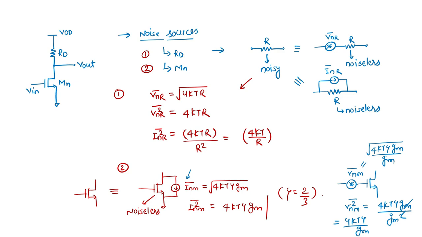Okay, so now exactly we'll see how to calculate the noise for this circuit. So this is my RD. For the noise calculation, I'll assume VDD to the ground, and also I will short the input, because in noise analysis we short it. So this is my short circuit output current, ISCN.